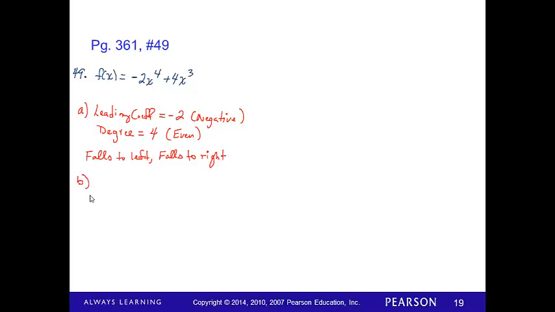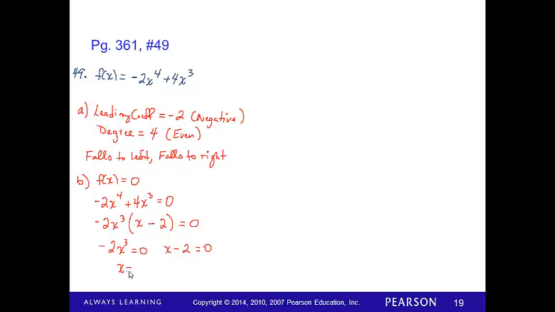And then part B says find the x-intercepts and state whether the graph crosses the x-axis or touches the x-axis and turns around. So to do that, we're going to set f of x equal to 0. So we have negative 2x to the fourth plus 4x to the third equals 0. I'm going to factor out a negative 2x to the third, and I'll be left with x minus 2 equal to 0. And then you set each thing equal to 0, so negative 2x to the third equals 0, as well as x minus 2 equals 0.